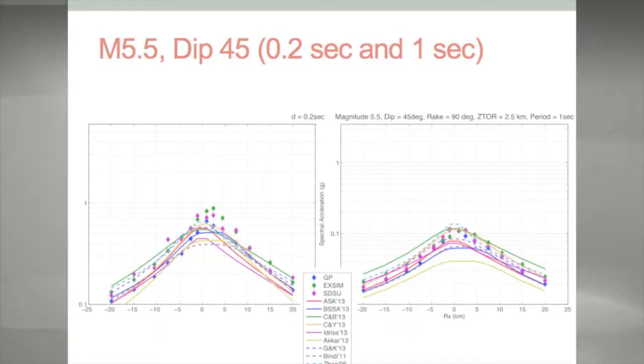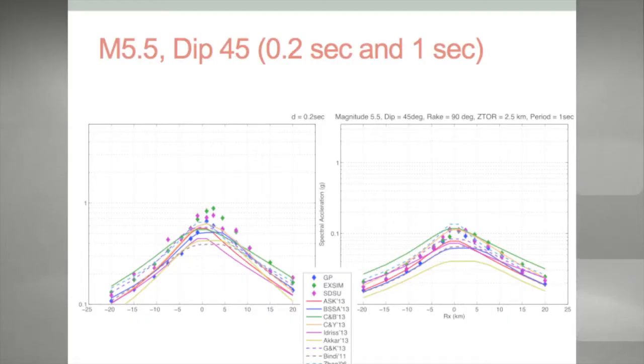So what you'll see here, there's actually a lot going on. This is the magnitude 5.5, the dip of 45 with the 0.2 seconds and the 1 second. But now we're putting on all of the GMPEs that were talked about by Nick and by Melanie. So we're looking at the top three, the ASK, the BSSA, Campbell-Bozorgnia, Chiou-Youngs, Idriss, Akkar et al., J&K, Bindi, and Zhao.